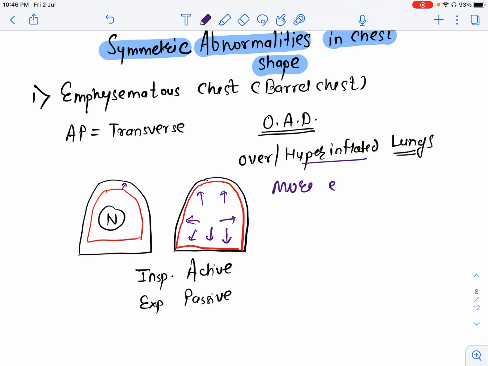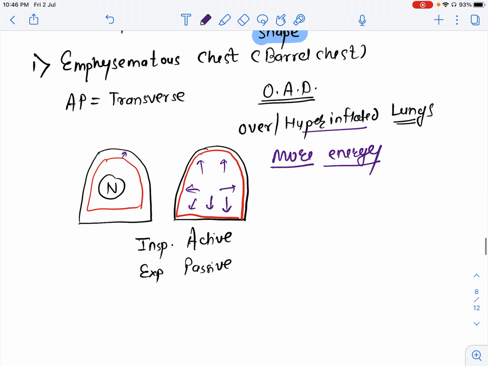The external intercostals and diaphragm are already working. So where will the extra energy come from? It will come from the accessory muscles.